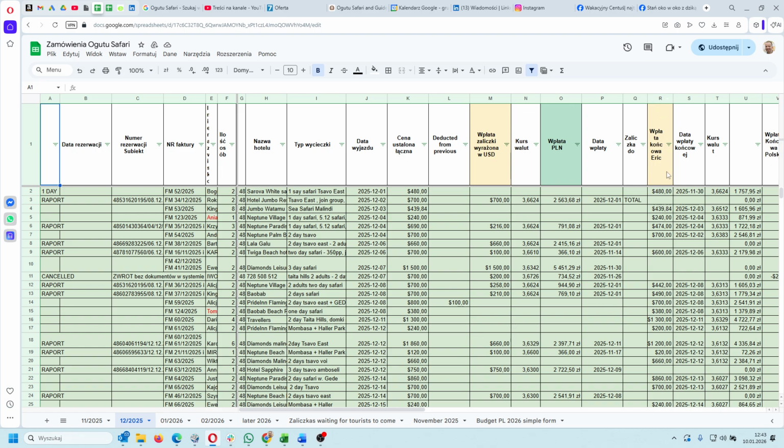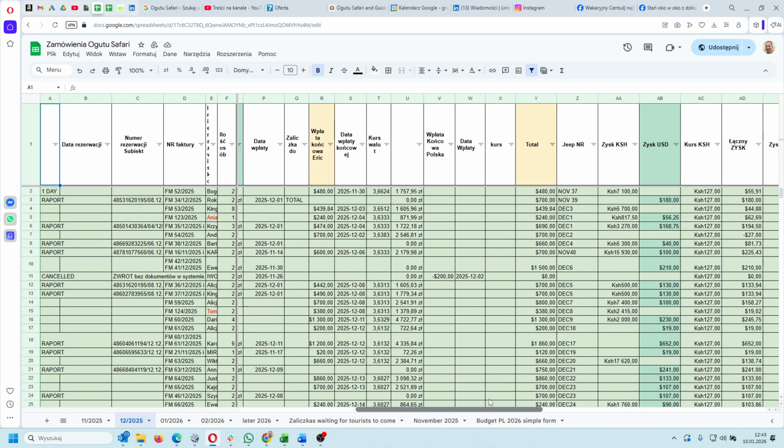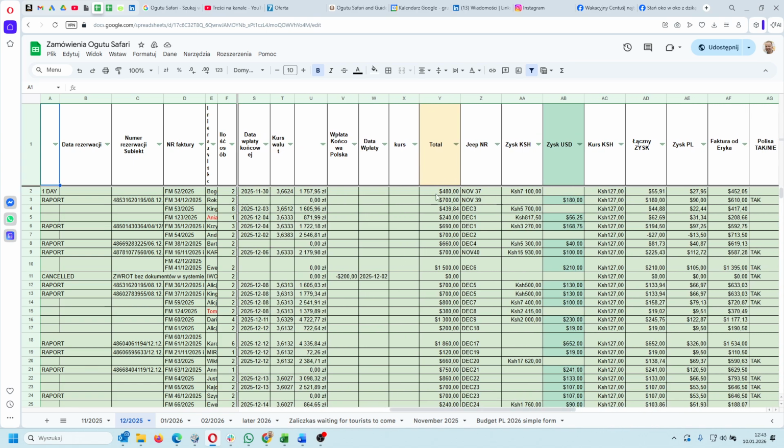Ogutu, which is the total that Eric got. Now we move forward and we can see the total value of how much they paid in total to Poland and to Kenya. And then we have the income. This is very important, okay?